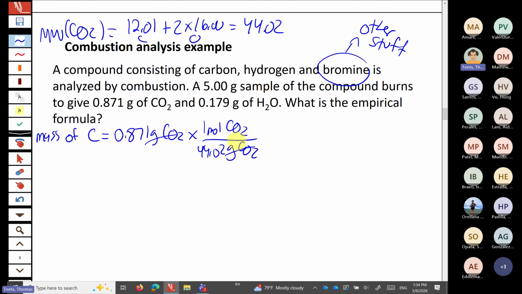That gets us moles of CO2, and then from there we can use other information to get the mass of carbon that's in there. So we want to find moles of carbon next.